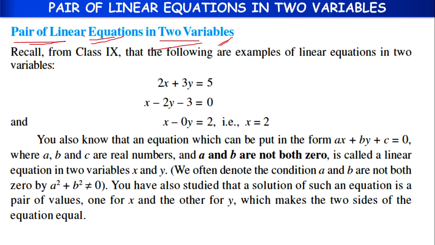So, a linear equation in two variables is in the form ax plus by plus c equal to 0, where a and b are not both 0. Both the coefficients cannot be 0 at a time, only any one of them can be 0. This condition can indirectly be written as a square plus b square is not equal to 0.